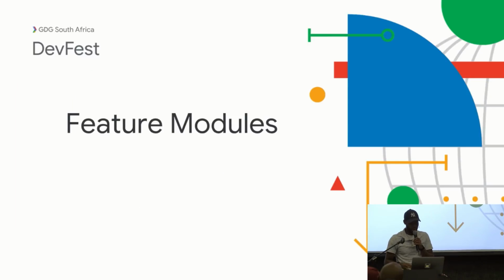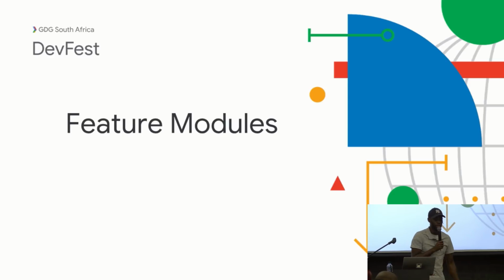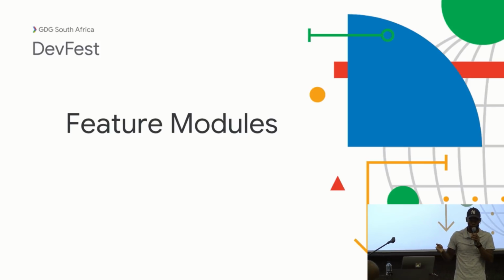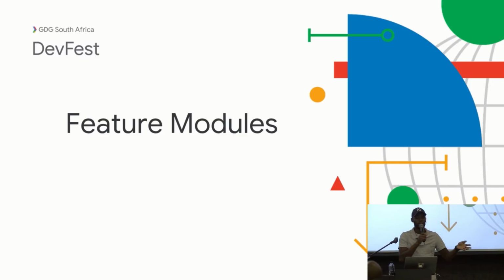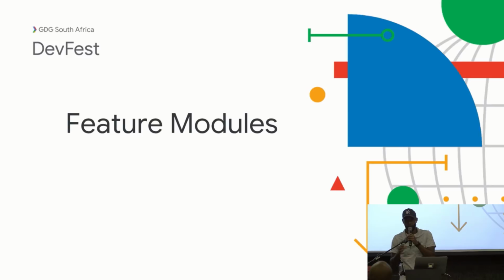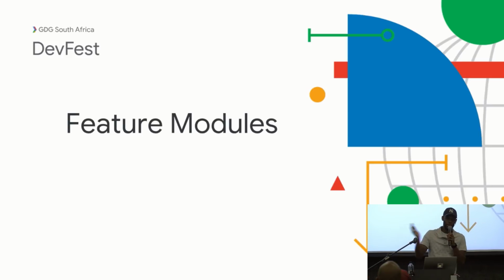So let's look at another type of modules, which are feature modules. As I stated, an Android application is a collection of features. What a feature basically is, it's a flow within an application. There's a starting point in a flow, and there's an ending point in a flow, and there are certain screens in between. So let's look at feature modules.